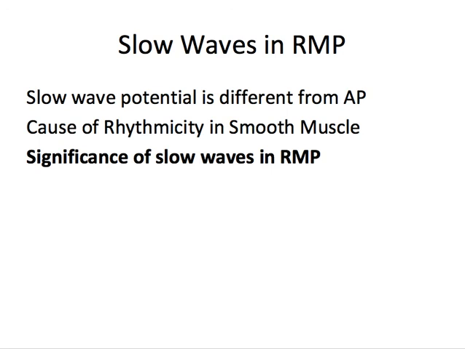Slow waves in resting membrane potential. It is a local property of unitary smooth muscle fibers. Normally, membrane potential keeps fluctuating between resting membrane potential and the slow wave potential all the time.